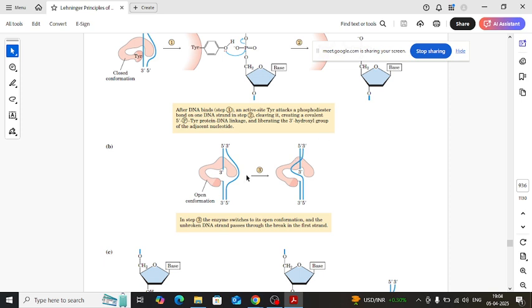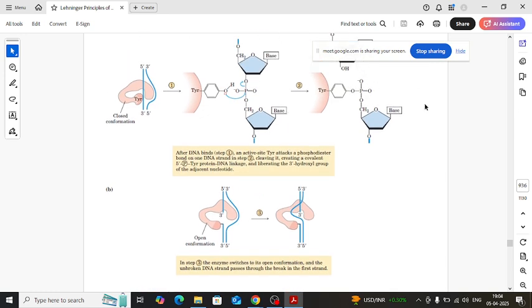After DNA binds, an active site tyrosine attacks a phosphodiester bond on the DNA strand. So this bond will be attacked and cleaved, creating a covalent 5' phosphotyrosine DNA linkage. After cleavage you get this gap, and it will be used to pass the second strand through. That will actually create a change in the linking number.